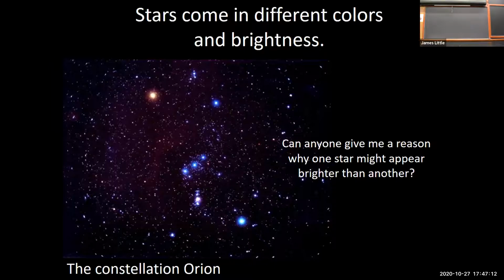But since there's really nobody here, I'm just gonna jump to the chase and say that one star might appear brighter than another because it's flat out more luminous, it's putting out more light, or because it's just closer. And those are the two major factors that determine how bright a star is in the night sky.